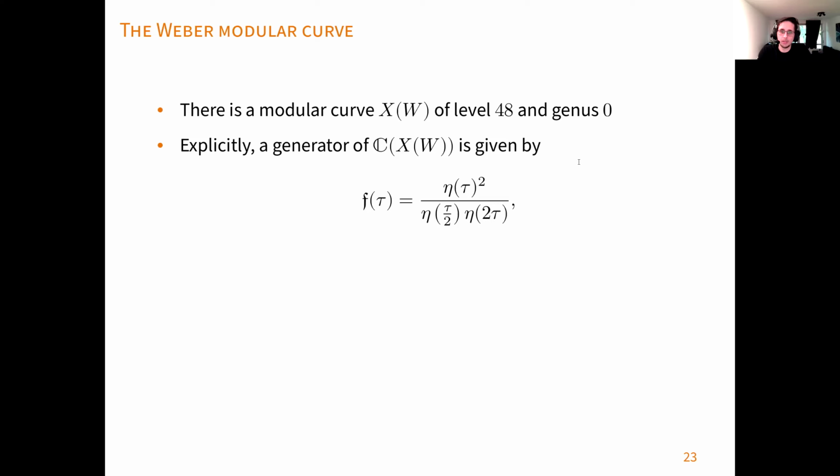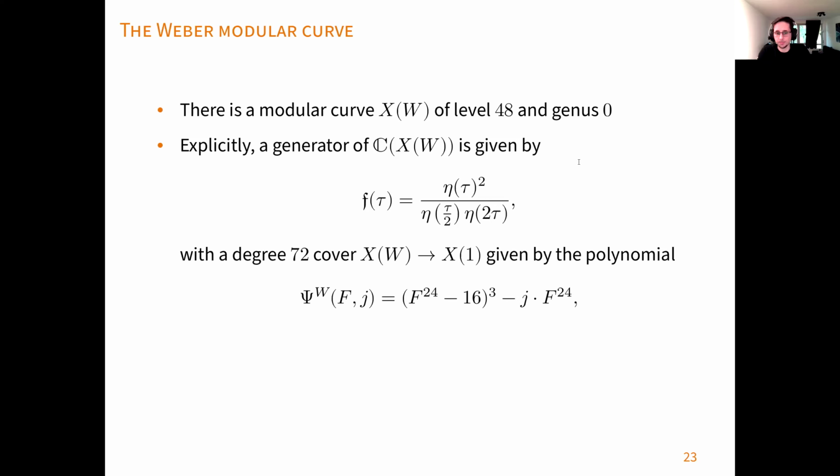And we get a degree 72 map, or a degree 72 cover of a curve X1, which is given by this polynomial, which I will call psi W. So this is just f to the 24 minus 16 cubed, and then subtracting j times f to the 24, which means equivalently, we can represent the j-invariant via this rational function in our f. And so this degree 72 cover being given by this polynomial means that if we plug in f tau on the right, then we get j tau on the left.